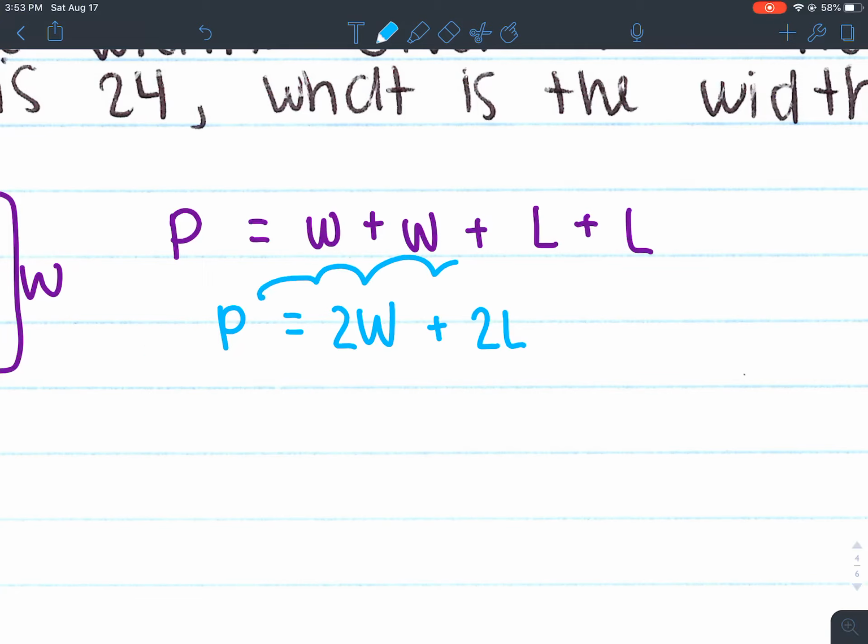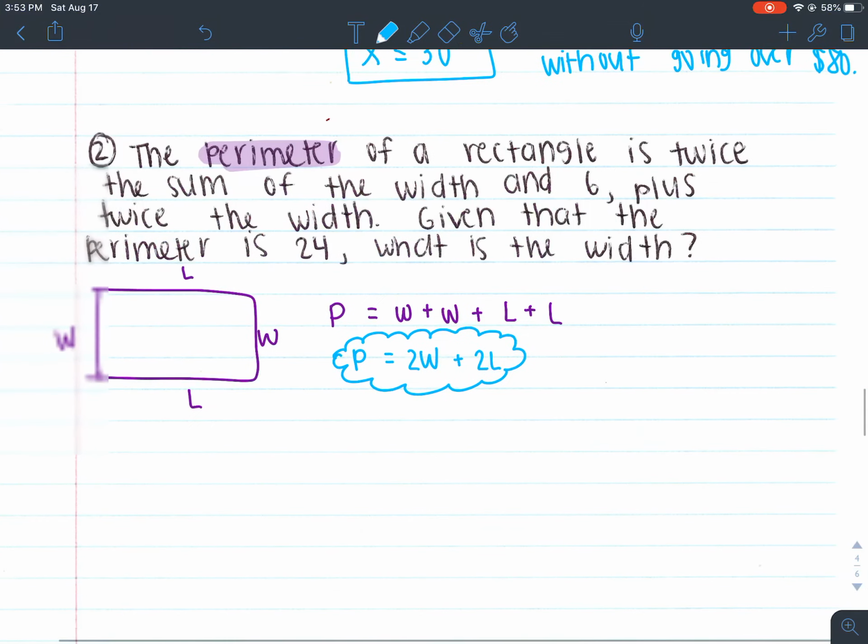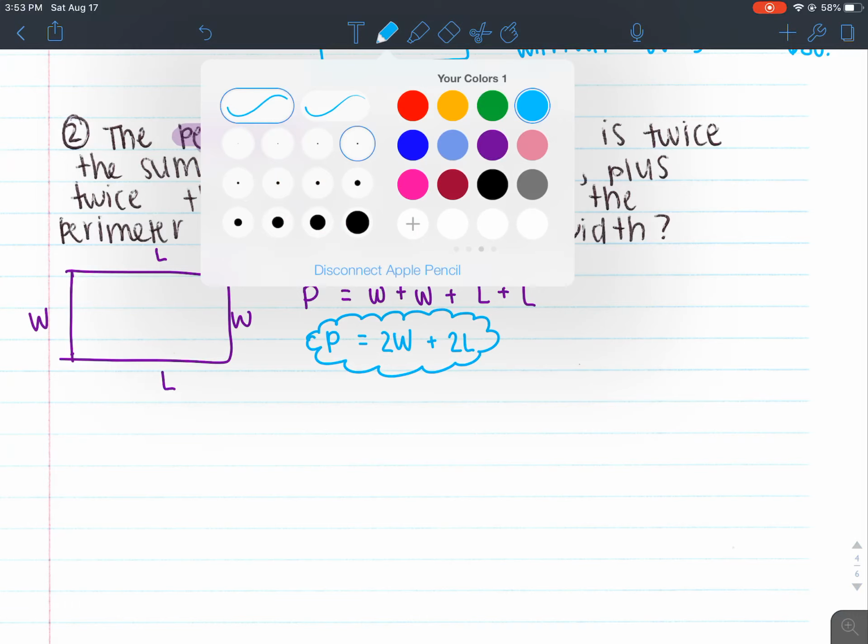So if you ever forget it, you can always draw a picture and then come up with the formula yourself, right? You don't need me to tell you what the formula is. Yeah, it'd be nice, but I can't do that on a test for you. So if you ever forget, you can always come up with it by drawing a picture.